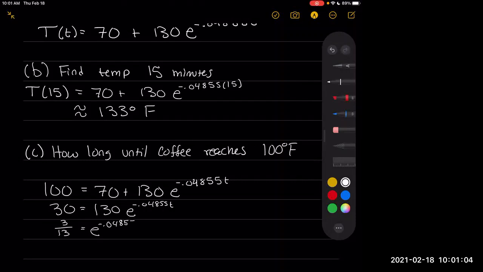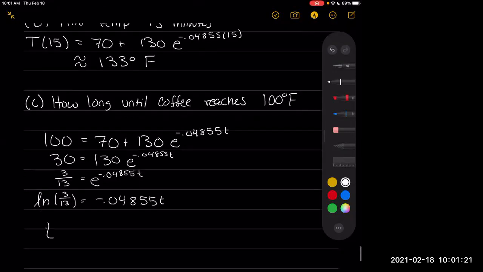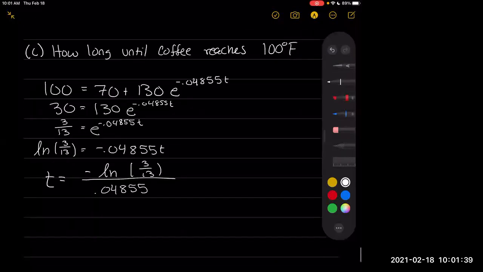Take the natural log of both sides. Now we divide both sides by negative 0.04855. So we end up with t equals negative natural log 3/13 over 0.04855. And I like to put the negative in the numerator. Y'all could leave it in the denominator if you wanted. It's not a huge deal. And then t, plugging this into a calculator, is approximately 30.2 minutes.